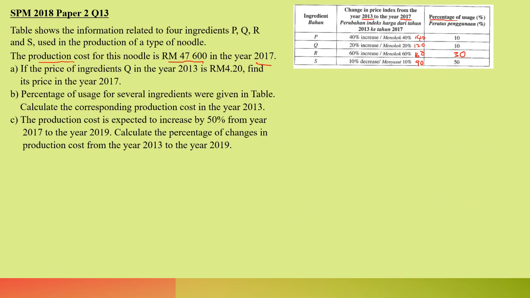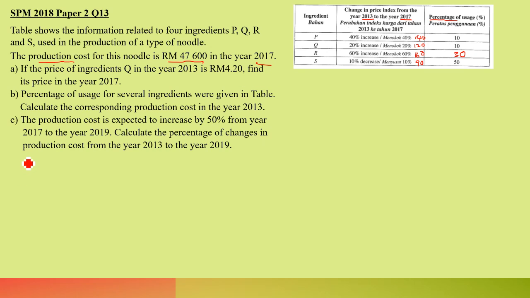Okay, if you are looking at the index, this is your I, based on 2013, what is the index in 2017 with this information? Okay, now let's look at part A. If the price of ingredient Q in 2013 is 4 ringgit 20, find the price in 2017.